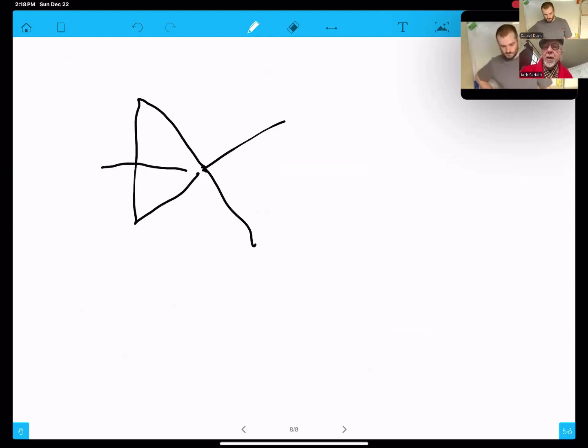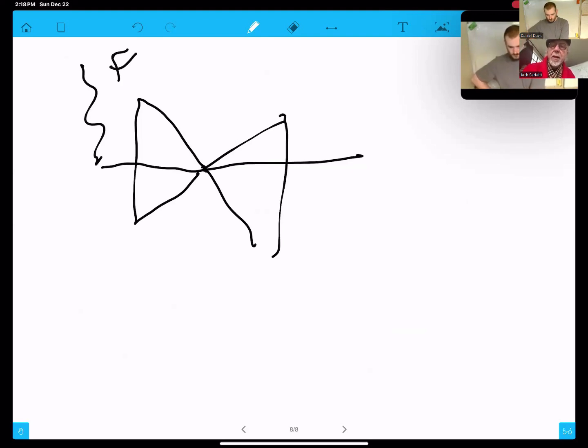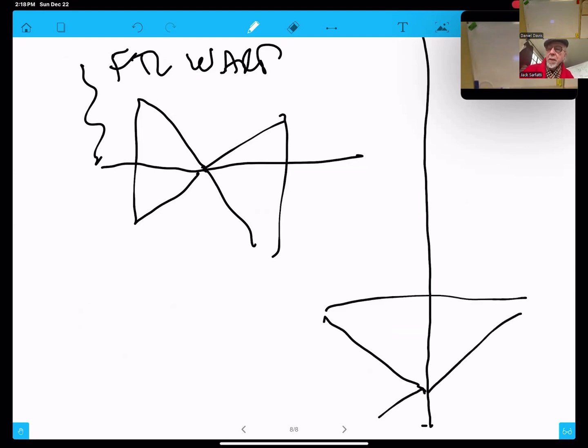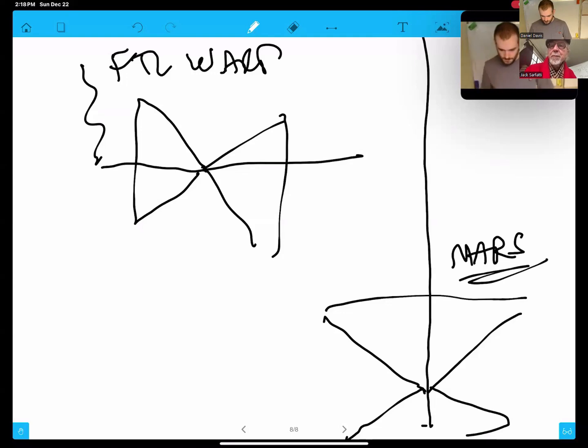here's a F, this is warp, FTL warp. Keep drawing. I'm just letting my dogs out. What's that? Okay. There's Mars base, Mars. Well, here's Mars. Here's the ship. Here's Tic Tac.